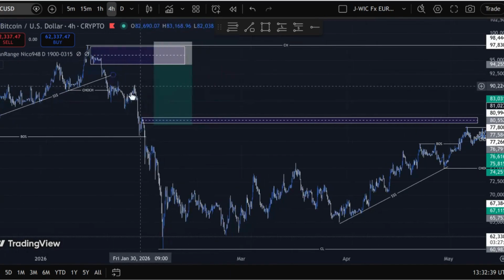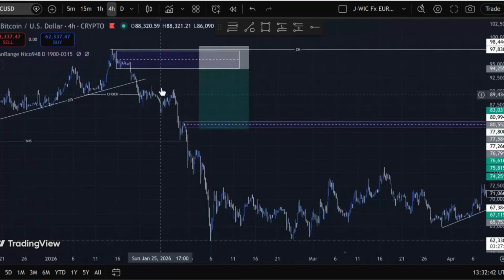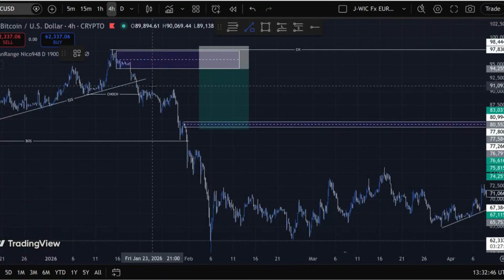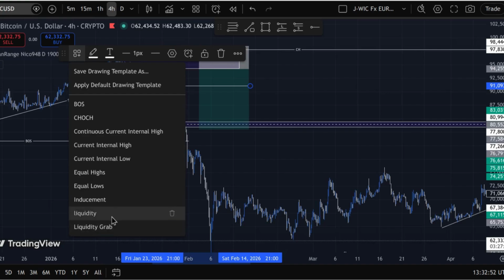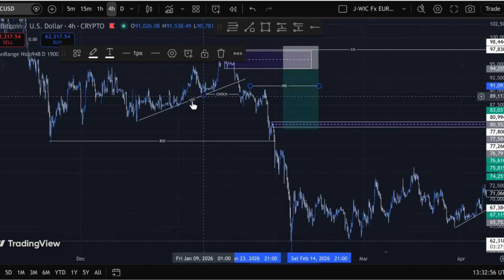After this impulse move here, there's a little pullback here. So this is obviously your inducement. You would have also spotted it. So there is inducement. You've already spotted the liquidity that the market is about to take, which is the whole of this place, right? After that pullback, you were waiting, but it didn't come.